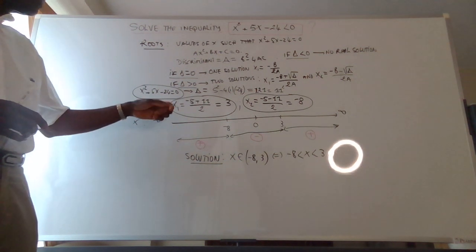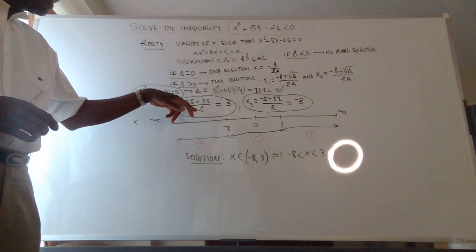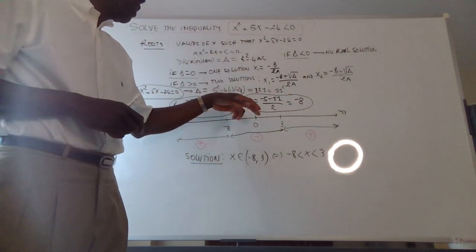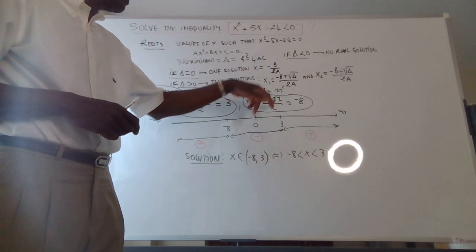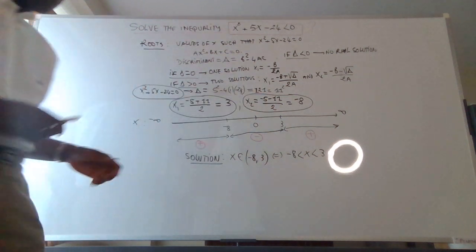The roots are x1 equals minus b, which is minus 5, plus the square root of delta, which is plus 11, divided by 2, equals 3. And then x2 equals minus 5 minus the square root of delta, which is minus 11, divided by 2, equals minus 8.